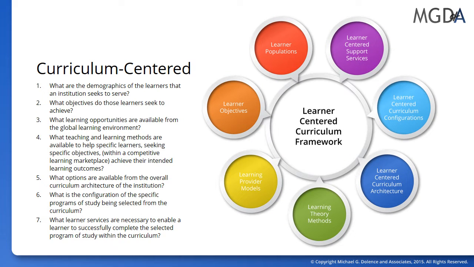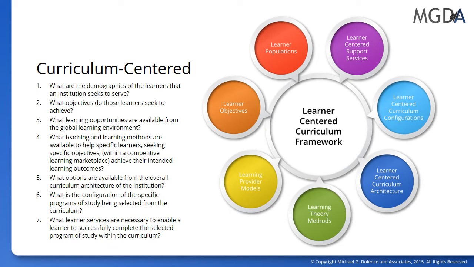At the center of the curriculum-centered strategic planning model is a learner-centered curriculum. The learner-centered curriculum is shaped by 7 key questions whose answers form the basis for understanding and developing curriculum. The first question asks, what are the demographic and behavioral characteristics of the learners that an institution seeks or is required to serve? The answer helps the academic in us better understand the people for whom our curriculum is being designed and developed.